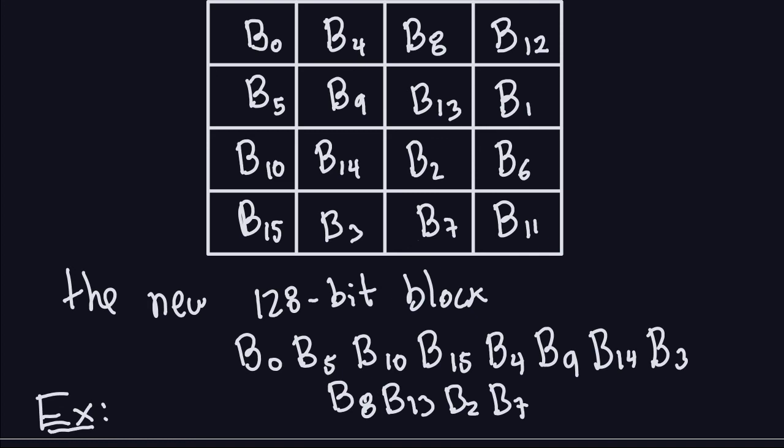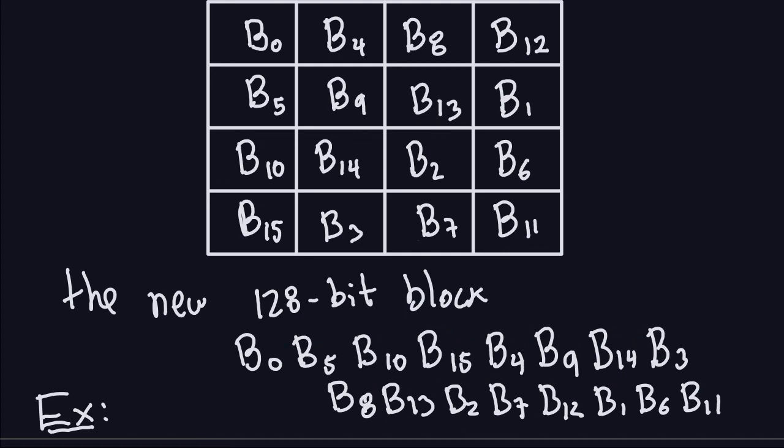And finally I'm going to write down the last column. So that will be B12, B1, B6, and B11. Now this that you see right here is the complete new 128-bit block, and it's 128 bits because remember every B is a byte. So I will have a new 128-bit block.